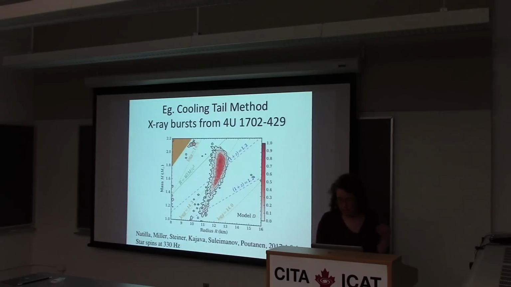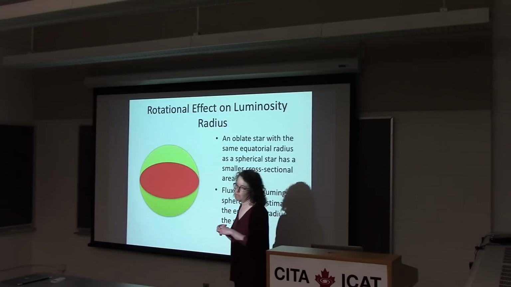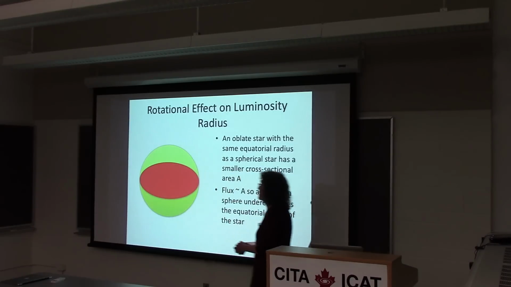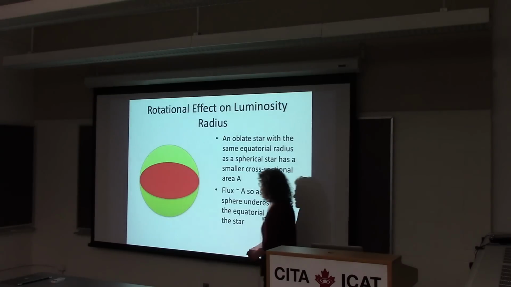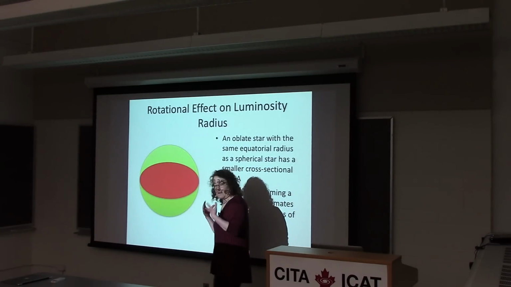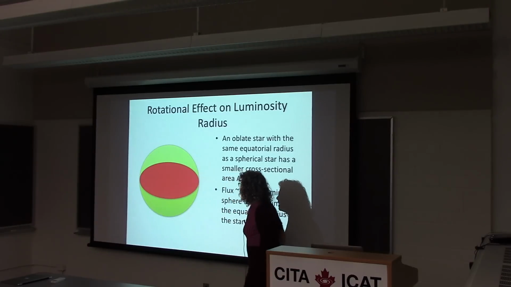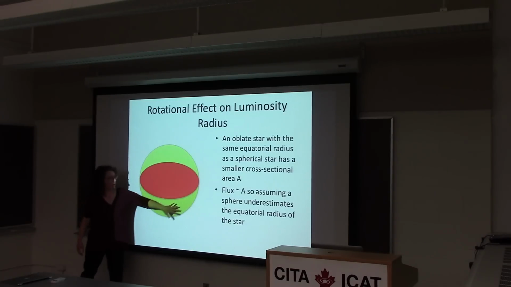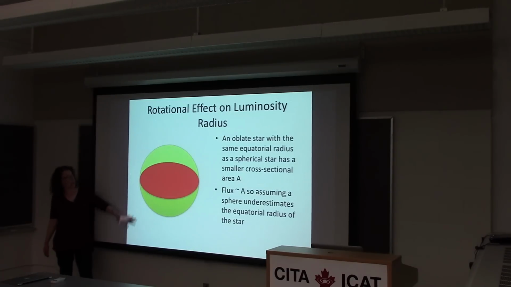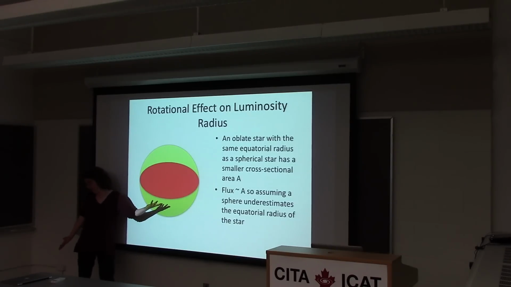And so you might ask the question then, how does rotation change your observation or your interpretations of observations? I think a simple thing that you can think about here is, suppose a star is rotating and it's going to become a squashed oblate spheroid. And suppose that you compare an oblate star with a spherical star, and they have the same equatorial radius. Well, the oblate star has a smaller surface area.